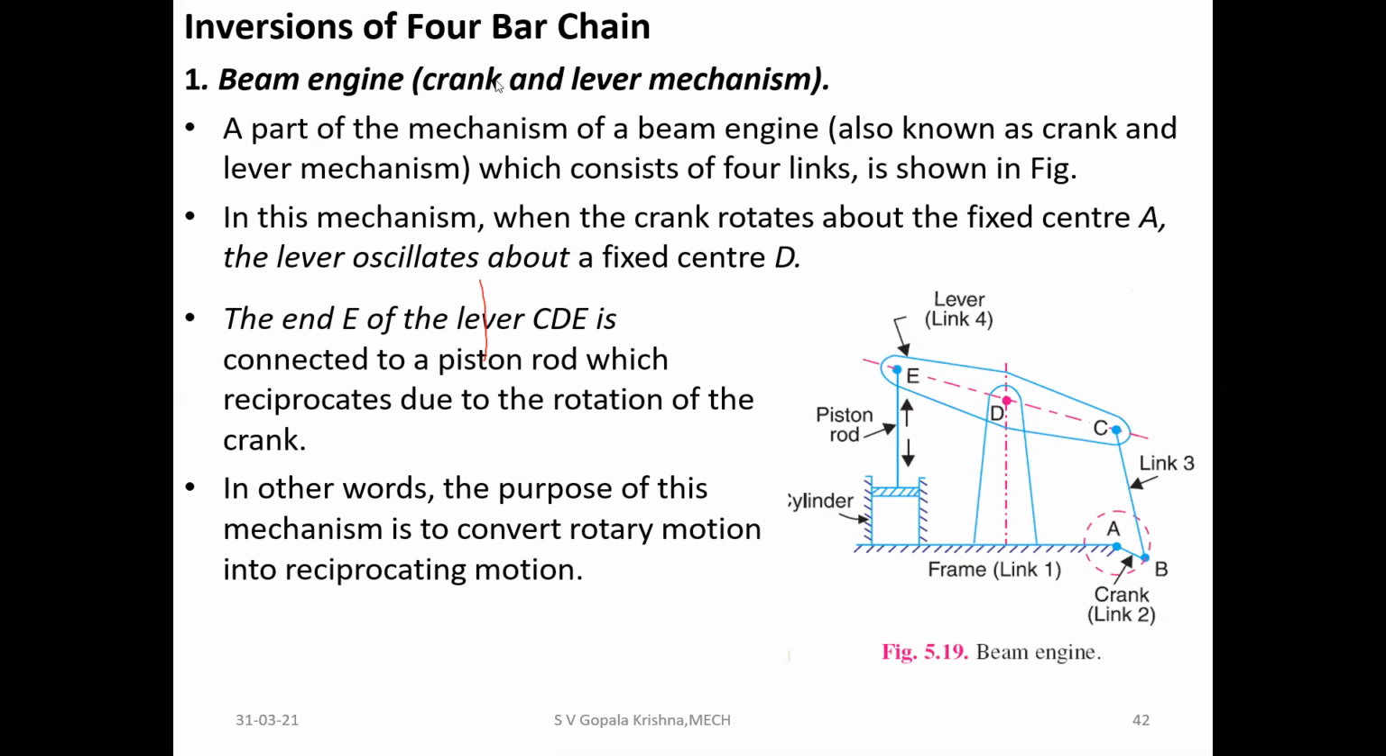The first inversion is the beam engine, or crank and lever mechanism. It may also be called the crank and lever mechanism. What do we have in this mechanism? How many links are there? Mainly we take 4 links, represented here. Frame is link 1, crank is link 2, link 3 is there, and link 4 is the lever.